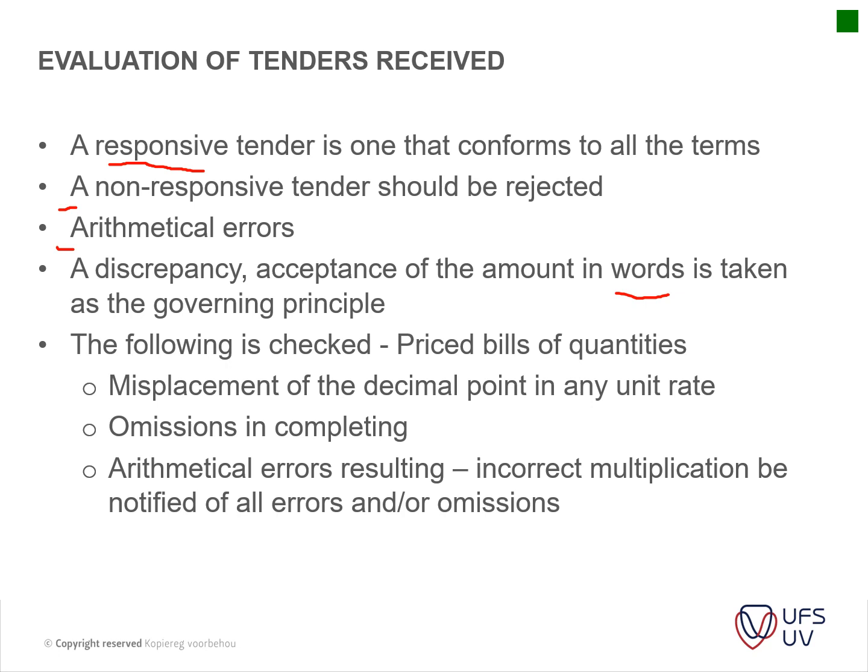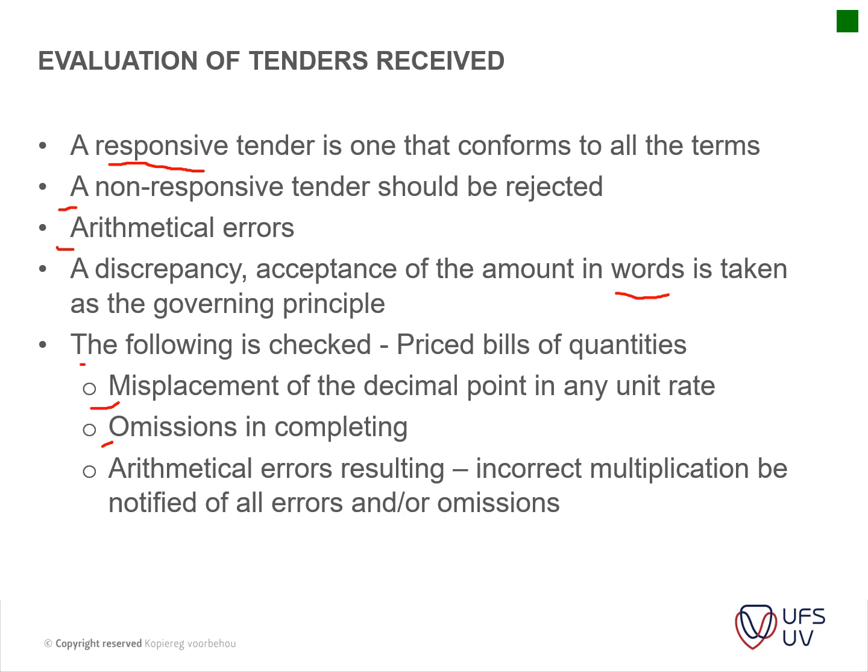Okay, the following is then checked. Your price BOQ. So now you've gone through all the technical eligibility type of checks. Now you get to the price BOQ. Now you start comparing apples with apples in the price. So misplacement of decimal points in the unit rates might happen quite often, and that is usually checked. Omissions on completions.